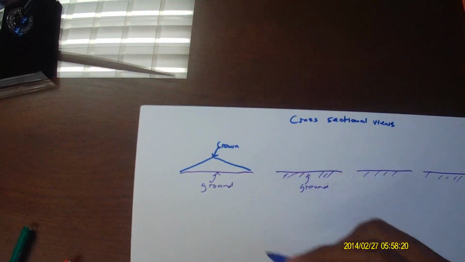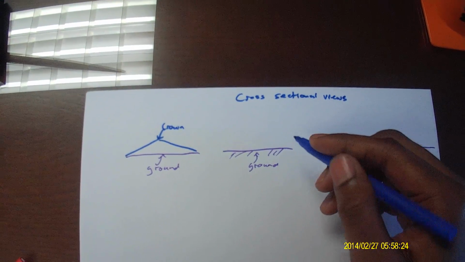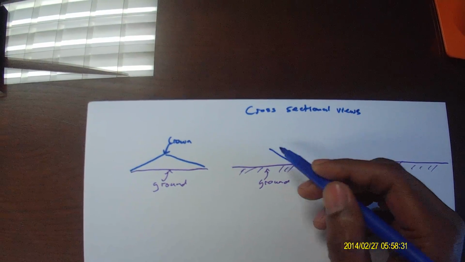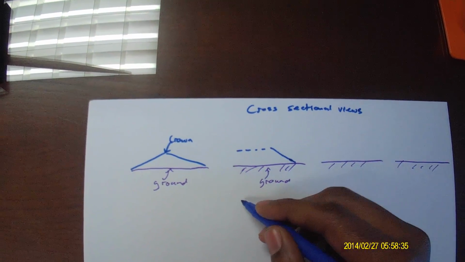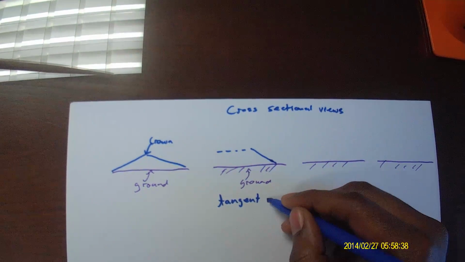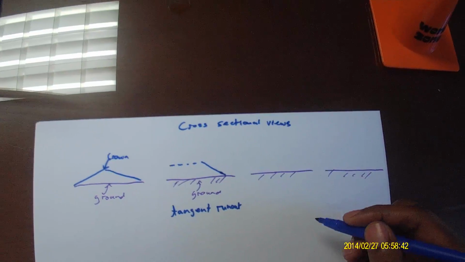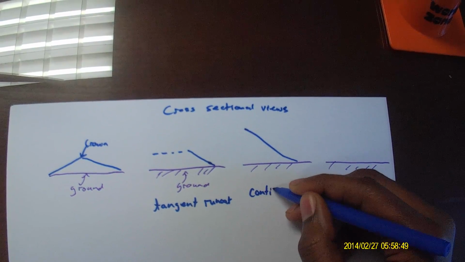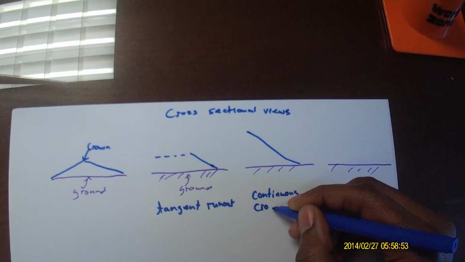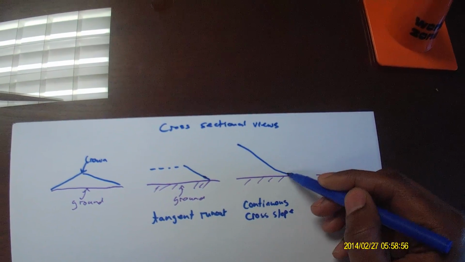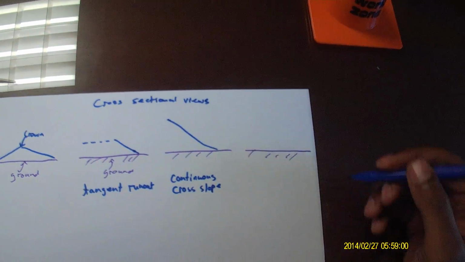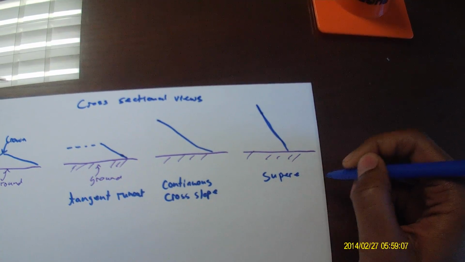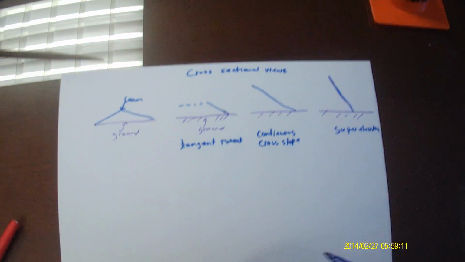All right, so the first stage is to go from a normal crown to a length of tangent runout. Right, so if I'm going into the page, I'll probably have something that looks like this. All right, and that's the tangent runout. And then I will be able to reach something called the continuous cross slope. All right, because hey, my cross slope is continuing through. And then finally, I reach the super elevation. All right, we should be okay with that now.